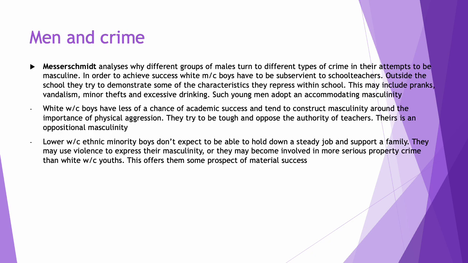Messerschmidt analyses why different groups of males turn to different types of crime in their attempts to be masculine. In order to achieve success, white middle-class boys have to be subservient to school teachers. Outside the school, they try to demonstrate some of the characteristics they repress within school. This may include pranks, vandalism, minor thefts, and excessive drinking. Such men adopt an accommodating masculinity.